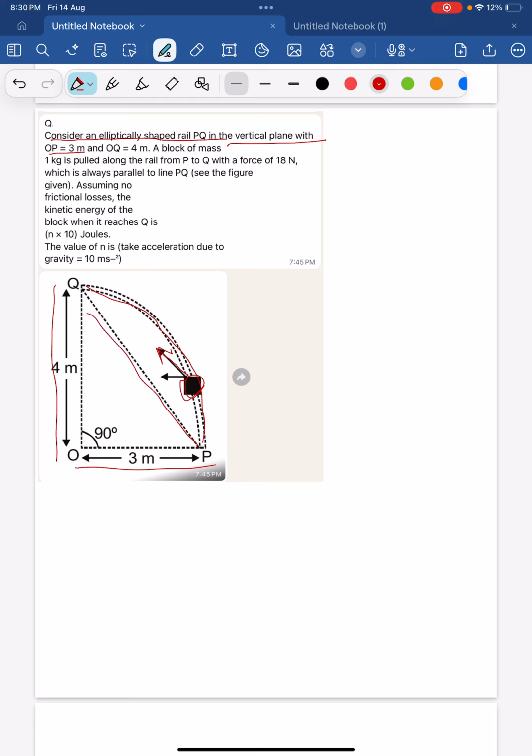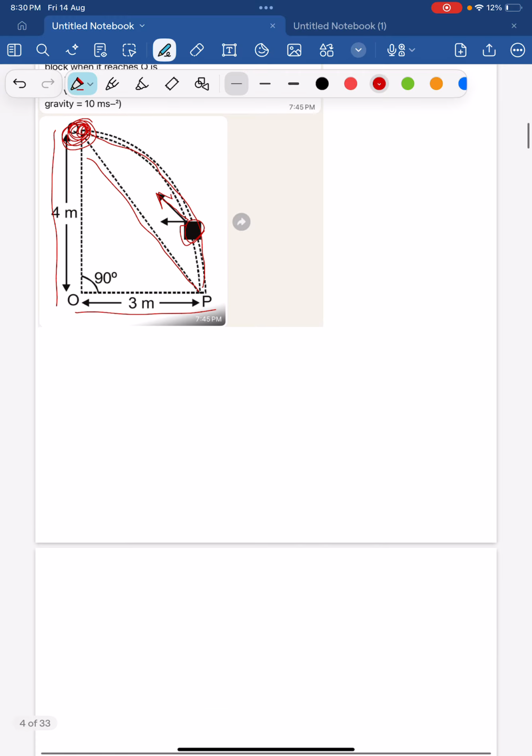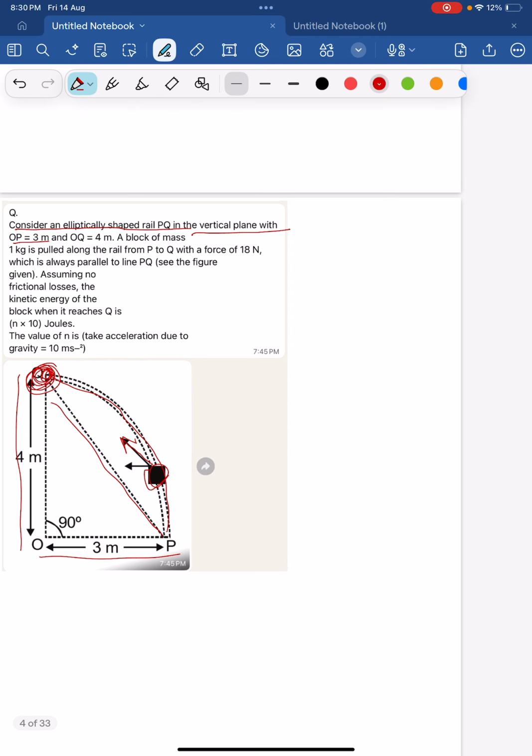Assuming no friction loss, we have to find the kinetic energy of the block when it will reach at this point. So in this question we will apply work energy theorem.